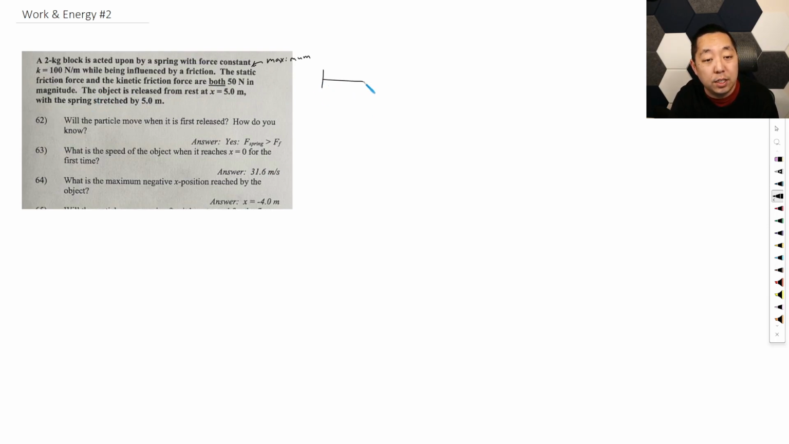So what they're saying here is you have this block, and let's say there's a relaxed length of the spring, but it's being stretched at this point, right? So the block is like this. This is where it's currently at, x equals 5. And x equals 0 is the relaxed length of the spring. So this is the natural length of the spring, L0 maybe. But basically it's being stretched by 5 meters.